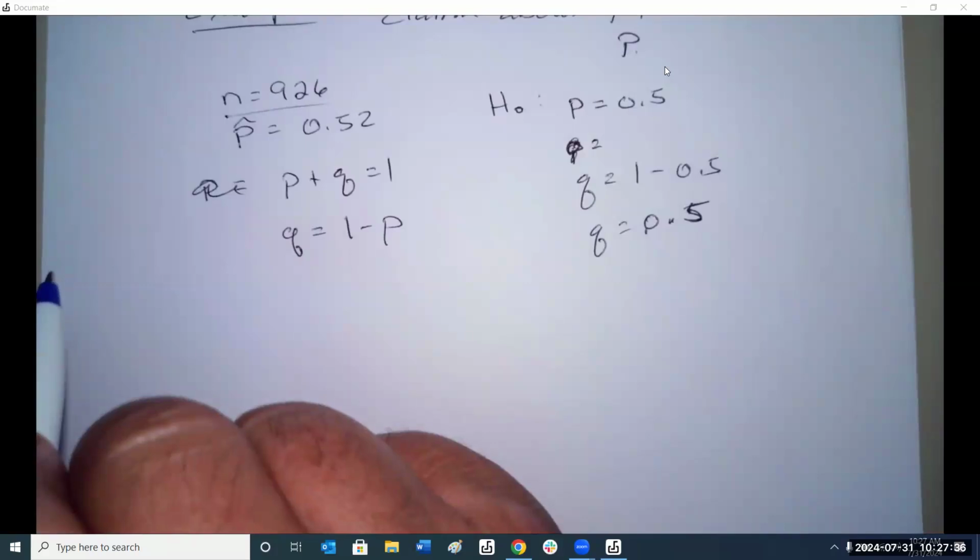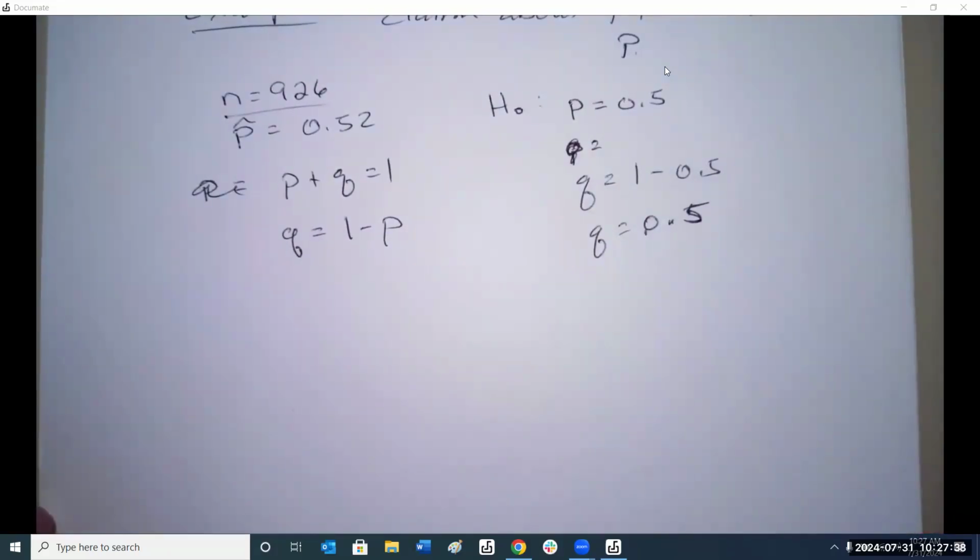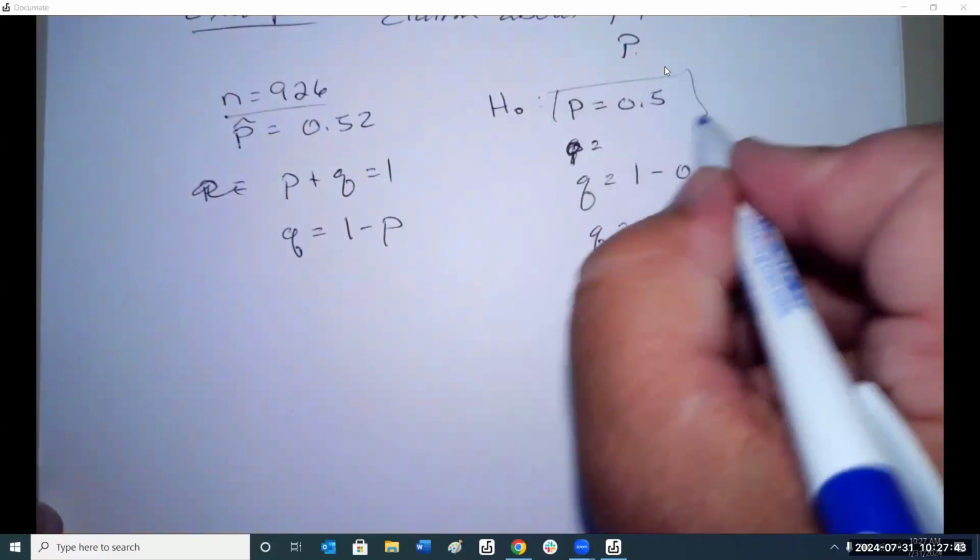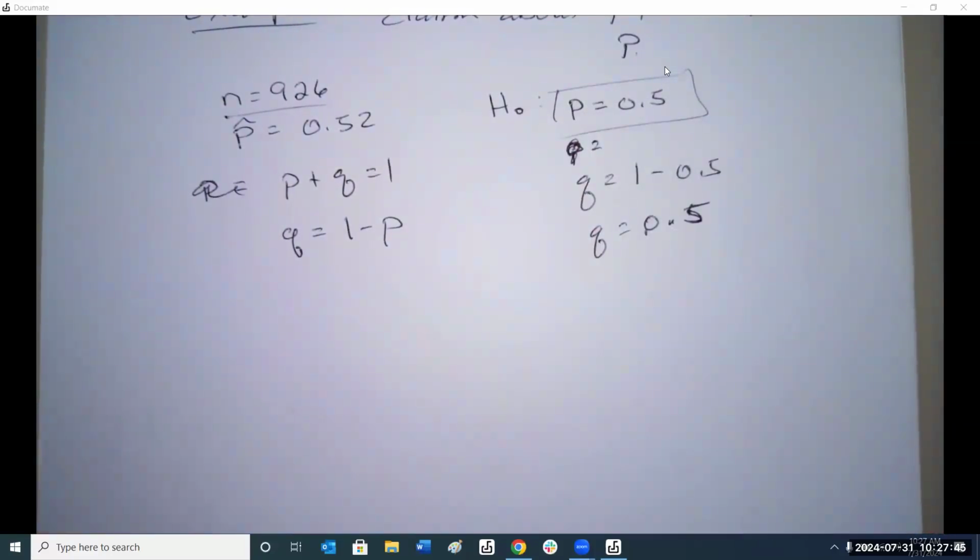Here we have N. Is this a one-tail or a two-tail test? Or does it matter? Doesn't matter because we have the population information. So we'll use the z-score.